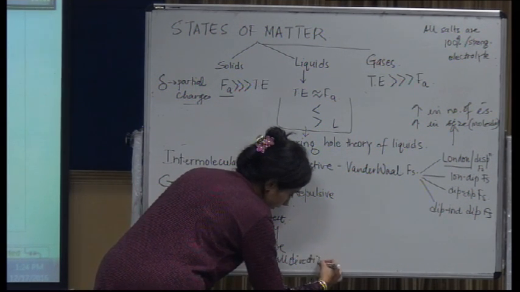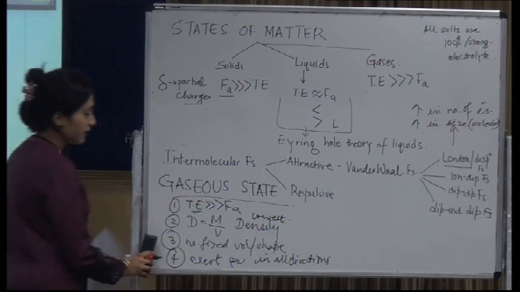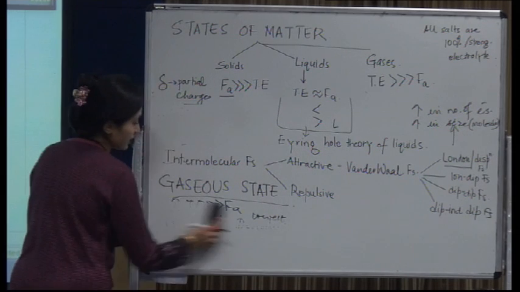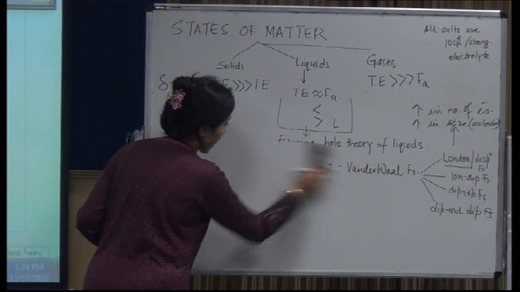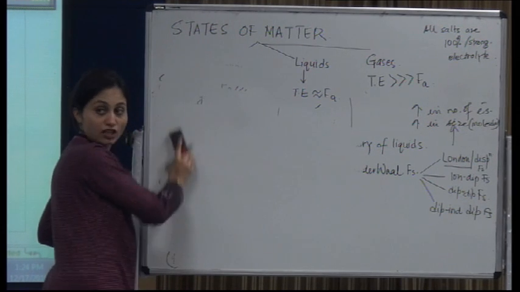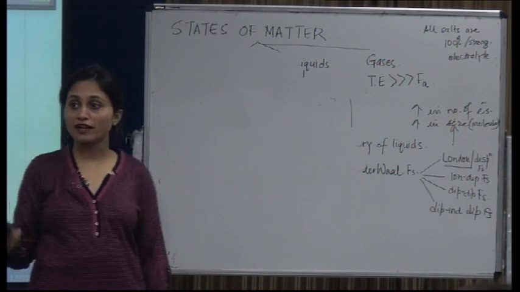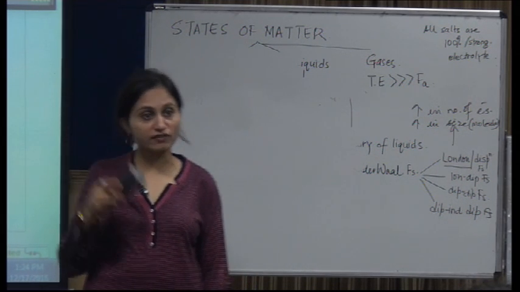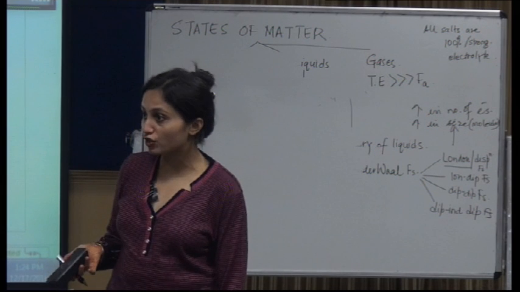What does the last statement mean? I am talking about the gaseous state, and the last property that I'm talking about here is that they exert equal pressure in all the directions. Please remember that if you actually have to find out the pressure of the gas, we all are surrounded by a gas. In fact, air is nothing but a gaseous mixture, right?